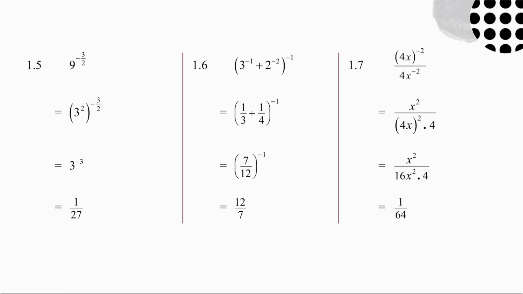In 1.7, this bracket to the minus 2, I can take to the bottom, and it becomes 4x to the power 2. The 4 has an exponent of 1, so it stays at the bottom. X to the minus 2 can go to the top, and I get x squared. The next thing I do is I square this bracket and I get 16x squared. And now what happens? The x squareds cancel. 16 times 4 is 64. What am I left with on the top is 1. So my answer is 1 over 64.